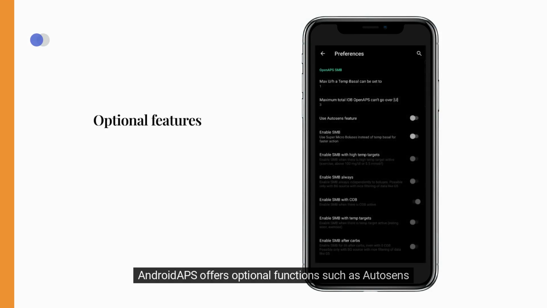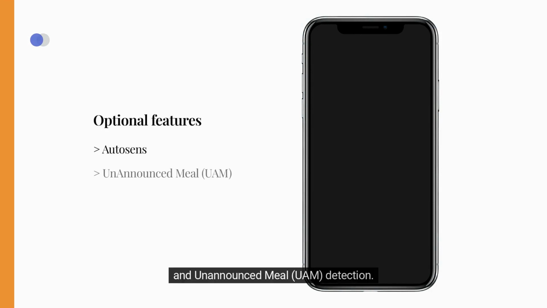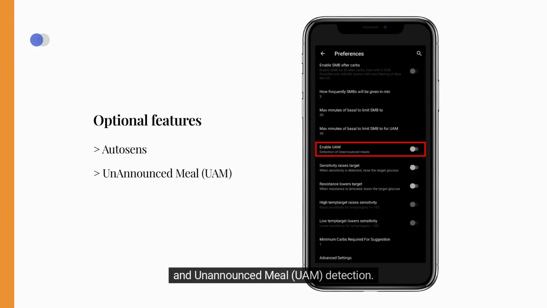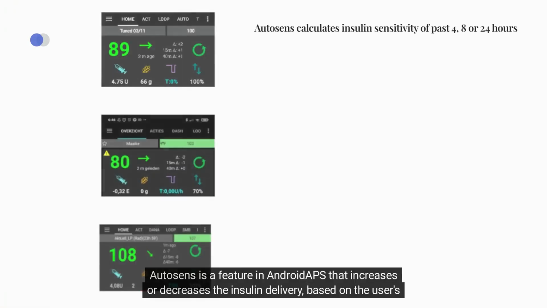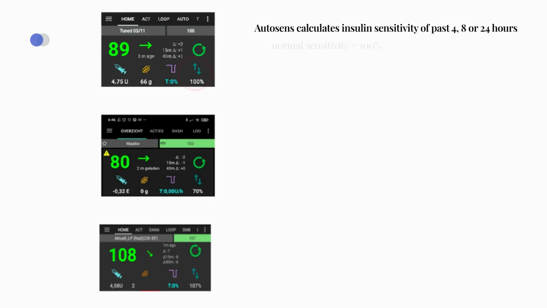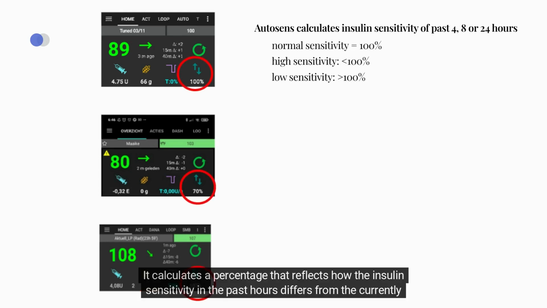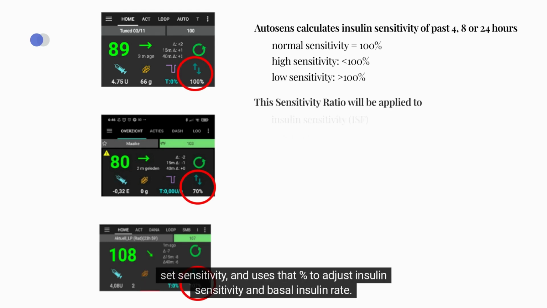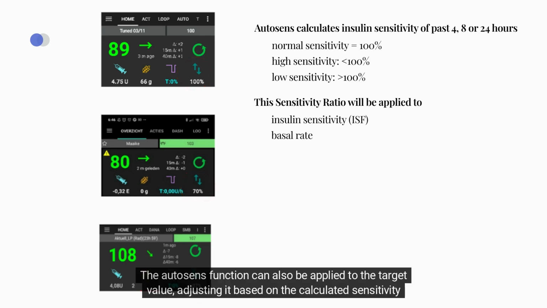AndroidAPS offers optional functions such as autosense and unannounced meal (UAM) detection. Autosense is a feature in AndroidAPS that increases or decreases the insulin delivery based on the user's insulin sensitivity over the past 4, 8, or 24 hours. It calculates a percentage that reflects how the insulin sensitivity in the past hours differs from the currently set sensitivity, and uses that percent to adjust insulin sensitivity and basal insulin rate. The autosense function can also be applied to the target value, adjusting it based on the calculated sensitivity ratio.